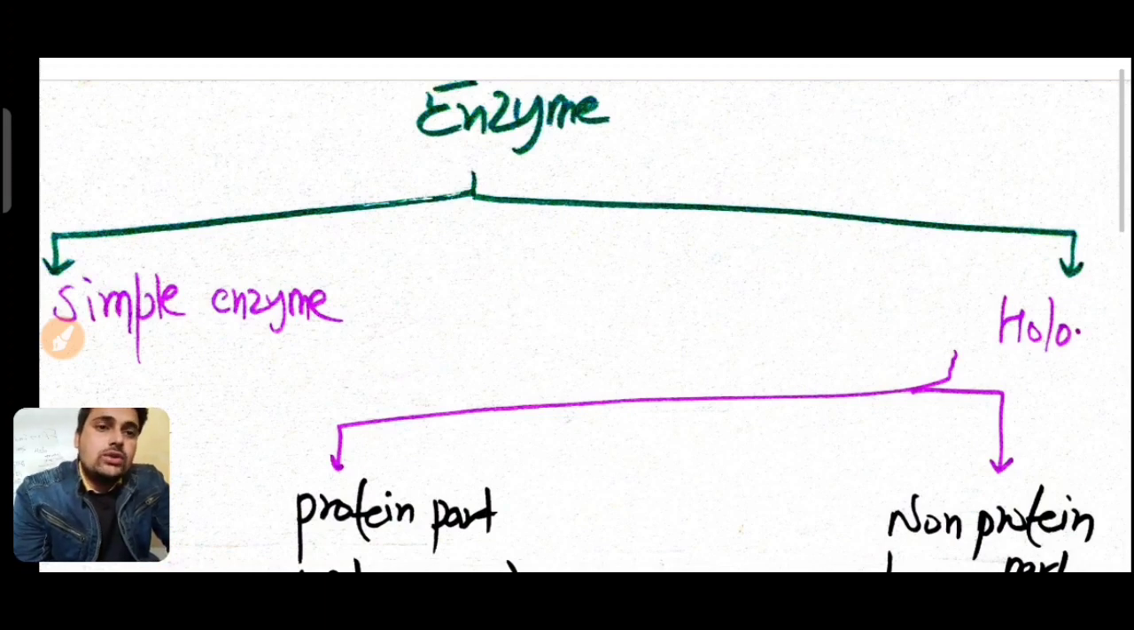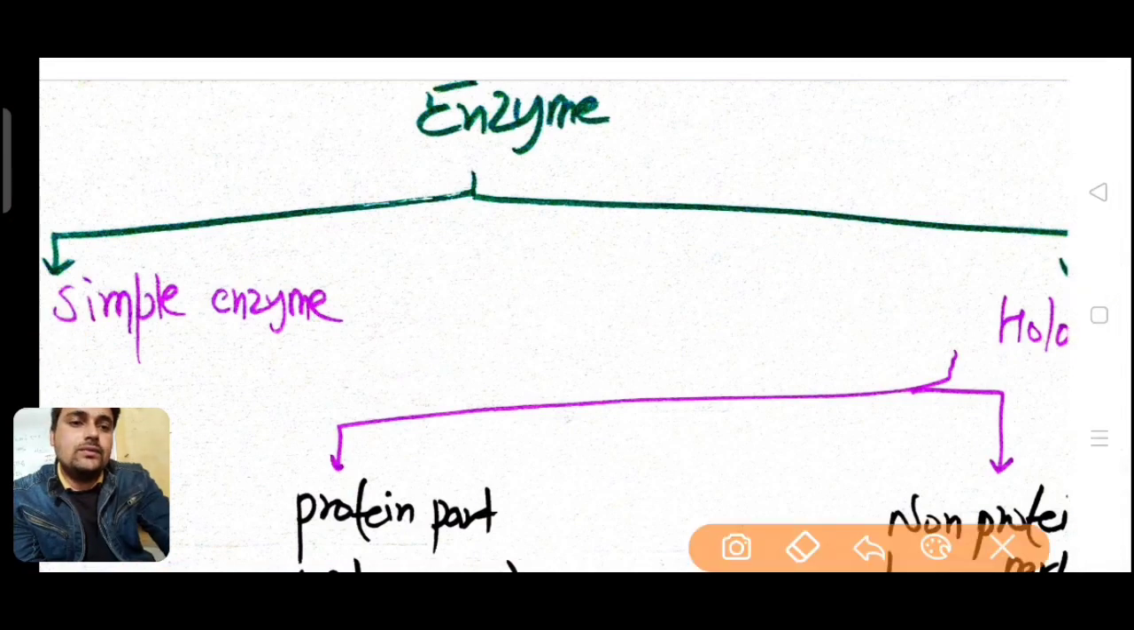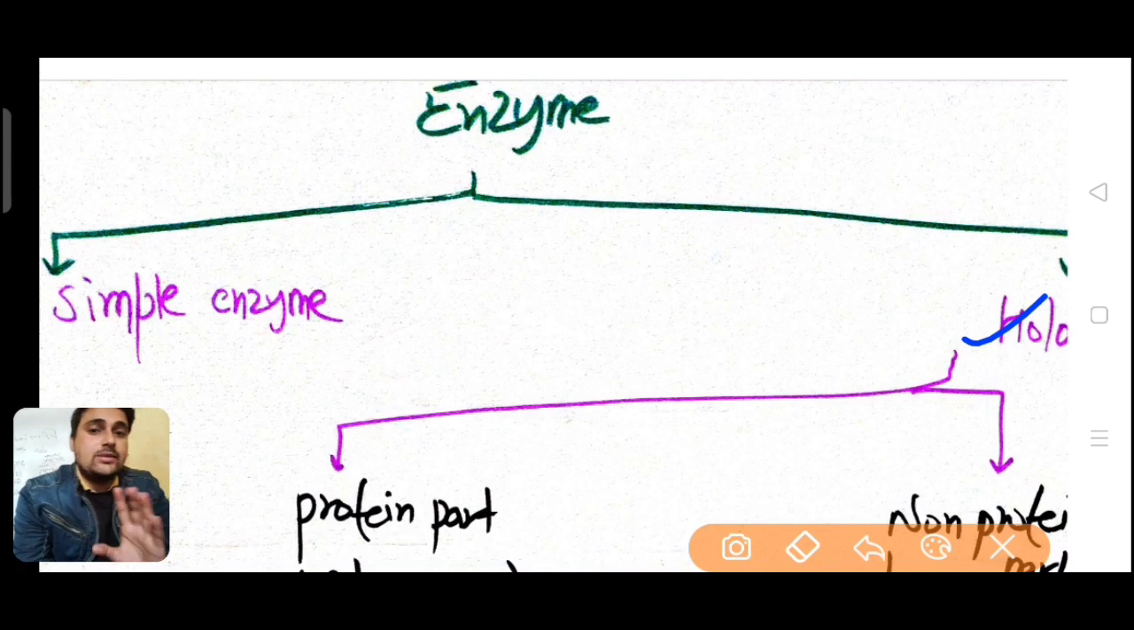If you divide the enzyme, it can be separated into two parts. One is the simple enzyme, which is only made up of proteins. The other is the holo enzyme, which can be made up of protein and also a non-protein part. Examples of simple enzymes are rennin, pepsin and trypsin. These come in simple enzymes because they are made up of only a proteinous part.